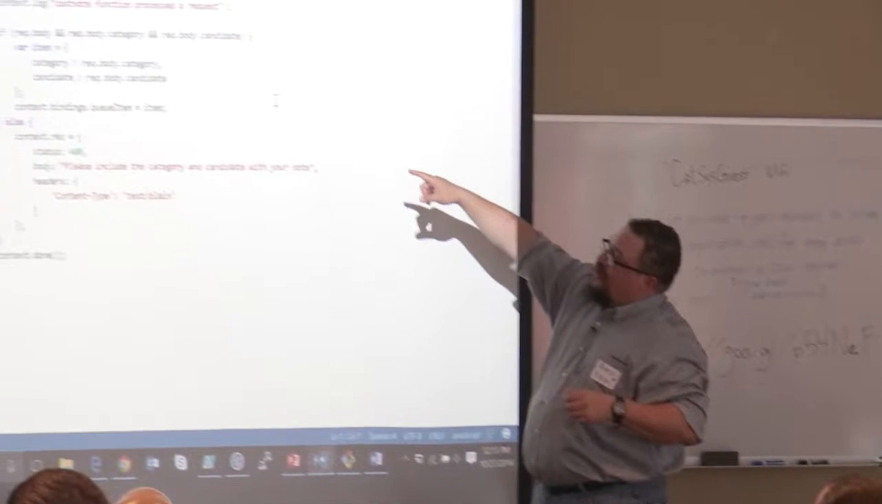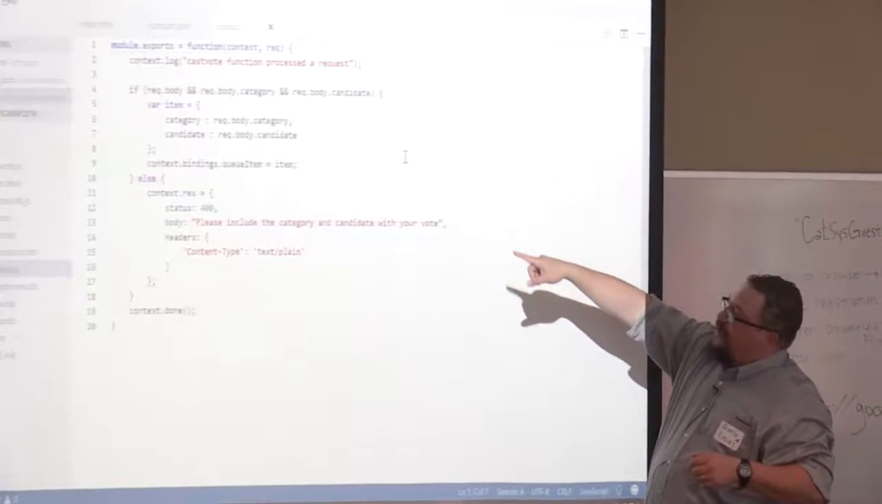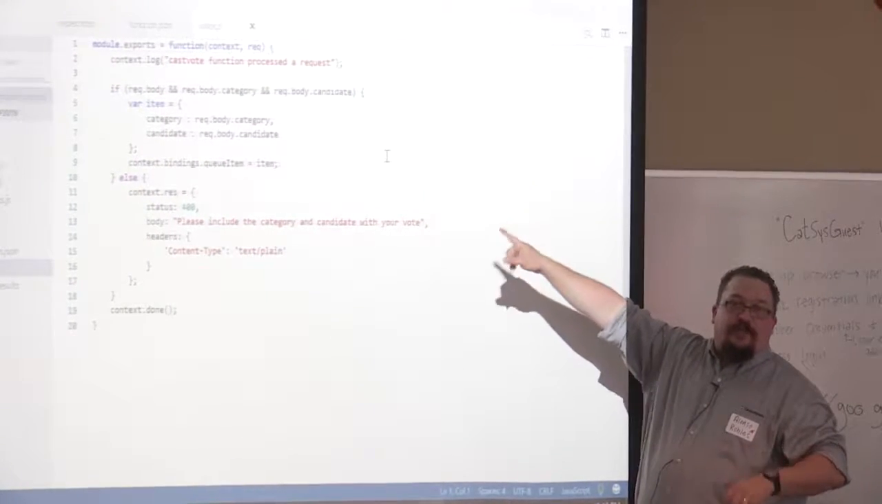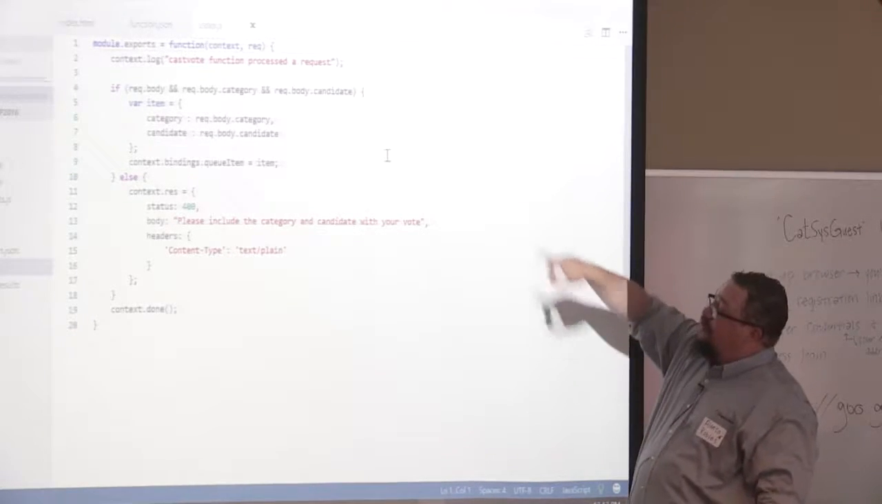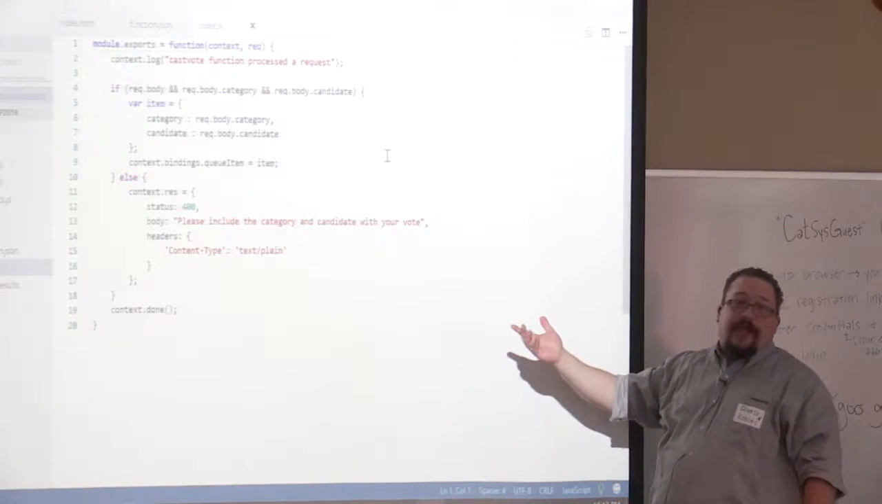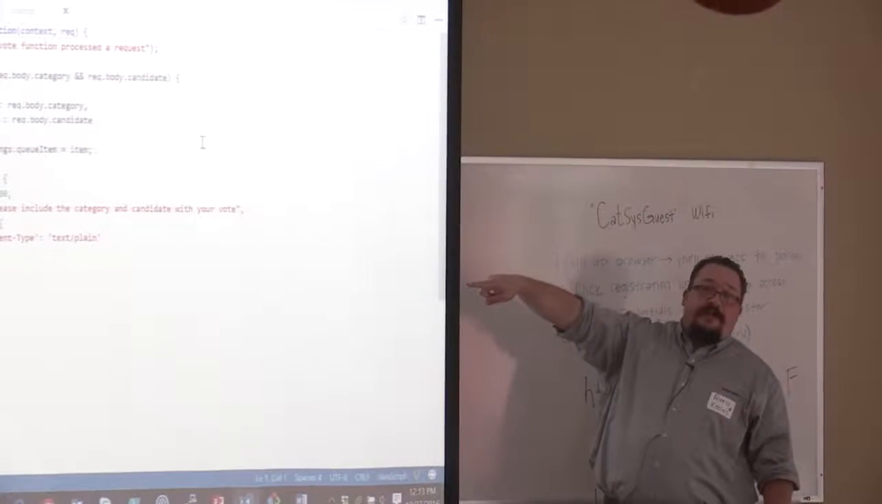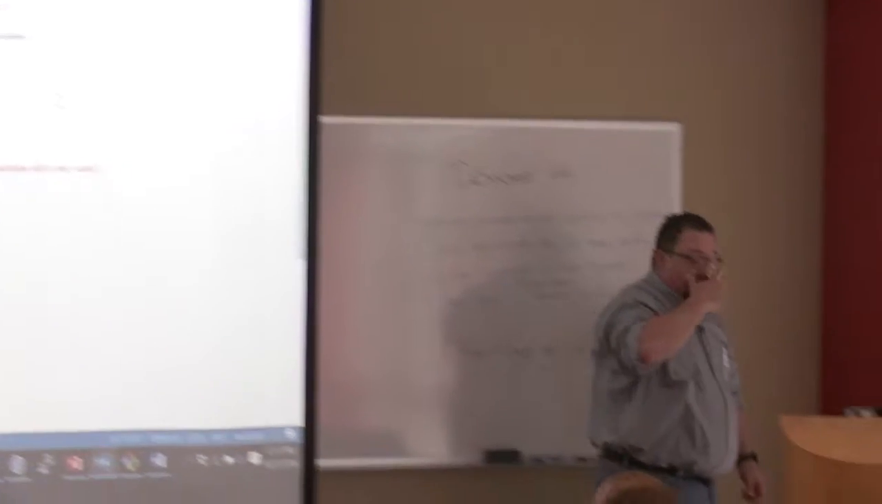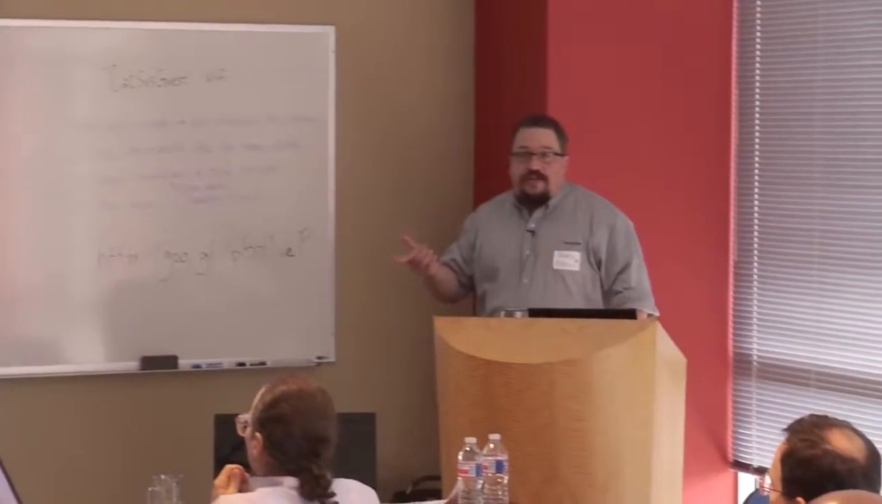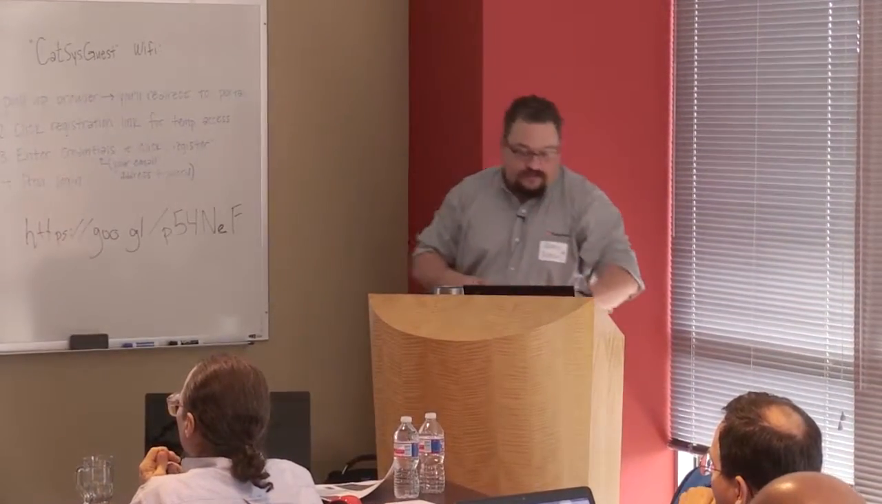If they do, I'm creating a queue item with that data, and I'm binding it to my queue item that I defined in the function, and I'm done. I've just written an API endpoint. This is literally all the code that I wrote. The other part, and I'll show you guys the interface here in Azure, Azure actually does for me, and then I can pull it down onto my project, which is pretty cool.